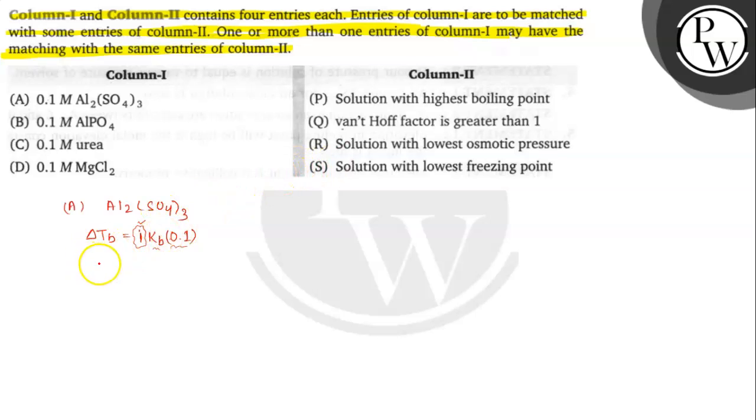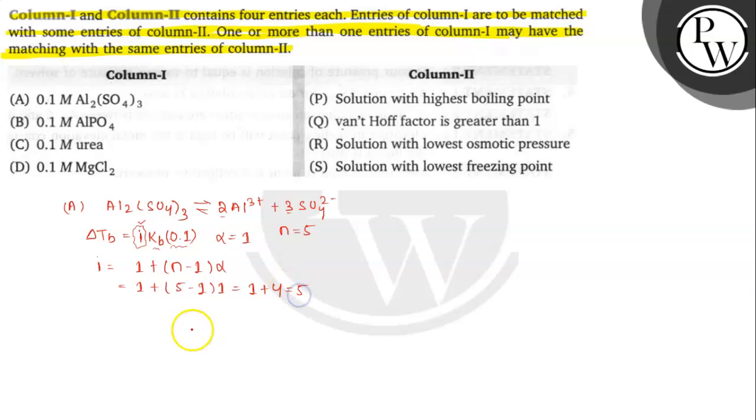So in case of Al2(SO4)3, the i value is, because it will dissociate into 2Al3+ plus 3SO4 2-. The formula of i is 1 plus (n minus 1) into alpha. As alpha is not mentioned here, we'll take alpha as 1 in each case. So putting the values, the number of dissociated particles is 2 plus 3, that is 5. So 1 plus (5 minus 1), with alpha as 1, equals 1 plus 4, that is 5. So for Al2(SO4)3, the value of i is 5.